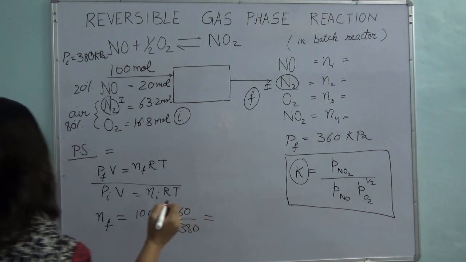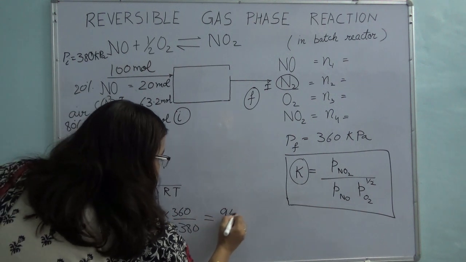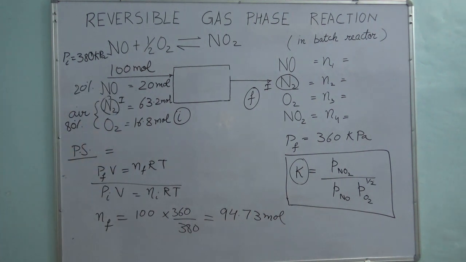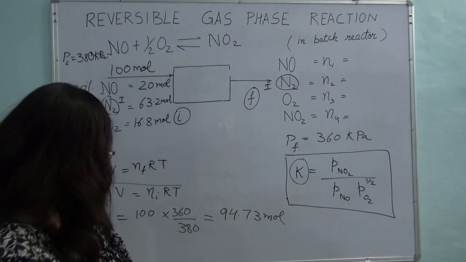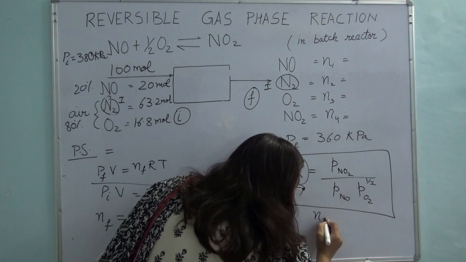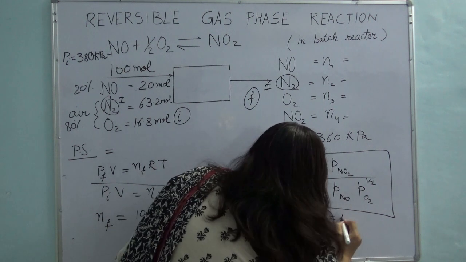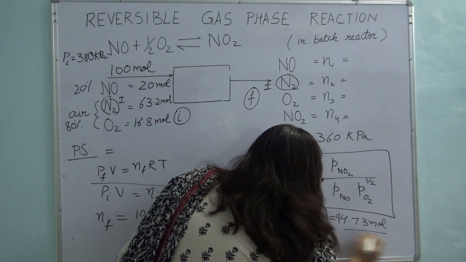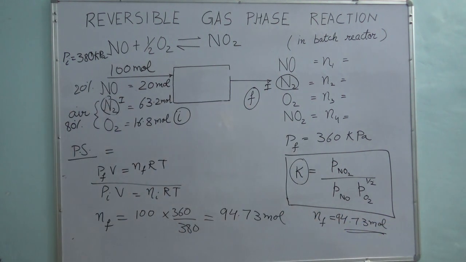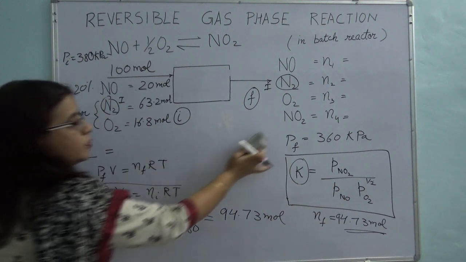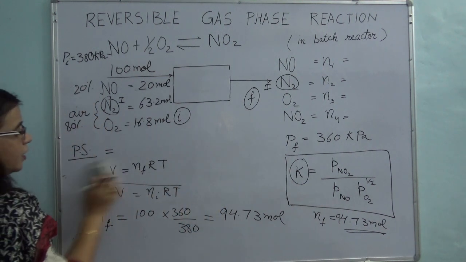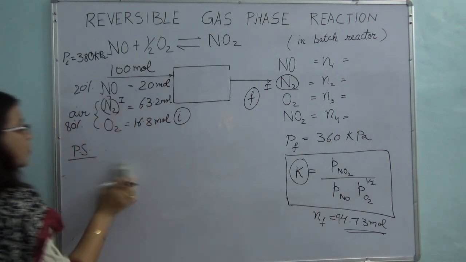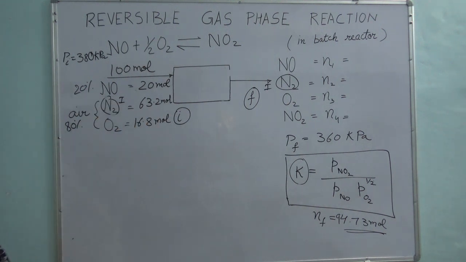Okay. So, my final number of moles are 94.73. Okay. This I will write down somewhere. Fine. So, I will just write down my NF is equal to 94.73 moles. So, after making use of one process specification, that is your pressure, final pressure is 360 kilopascals, using my ideal gas law, I have calculated what will be my final number of moles.